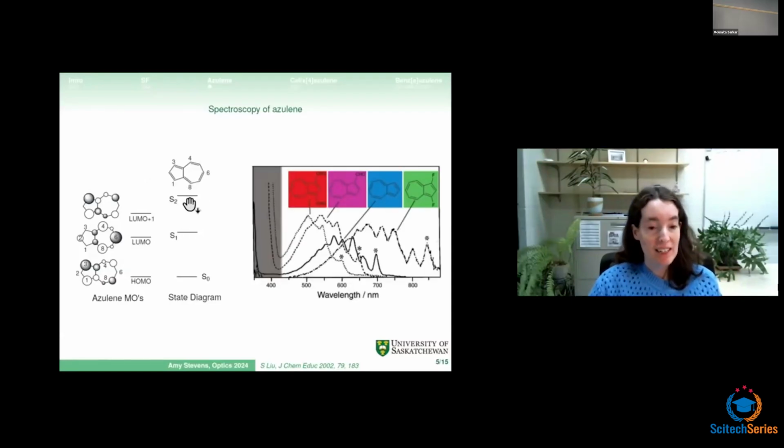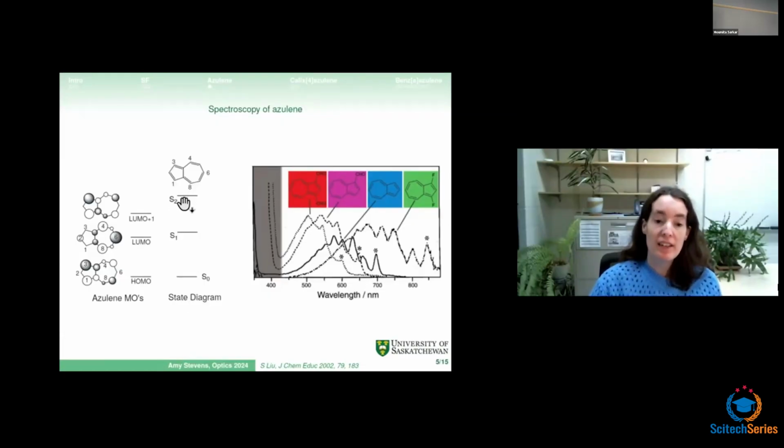This actually has the great benefit that if we were to, say, excite into S2, and this is where we actually see the fluorescence from azulene from the S2 state, because as soon as we go to the S1 state, there's a conical intersection that tends to non-radiatively decay any energy that gets to that state.